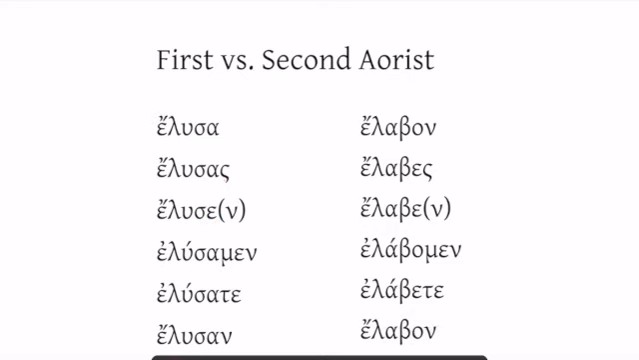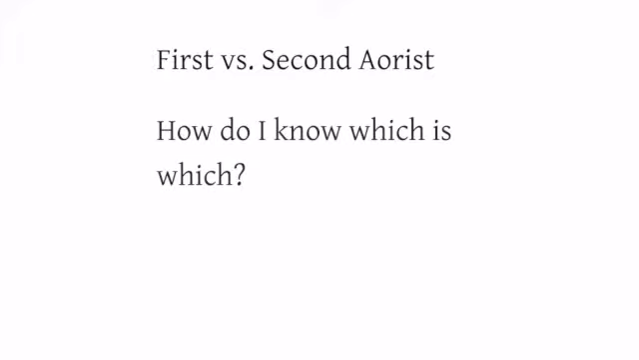And so in terms of grammar, both elusa and elaban, they both articulate the same kind of action. It's undefined. It's in the past. The only difference between elusa and elaban is how the word is formed. And so really kind of an important aspect to think through as you work through our aorist form. So how do you tell the difference between a first aorist and second aorist? Well, you just have to know the principal parts. And so this is why knowing your principal parts is so key.